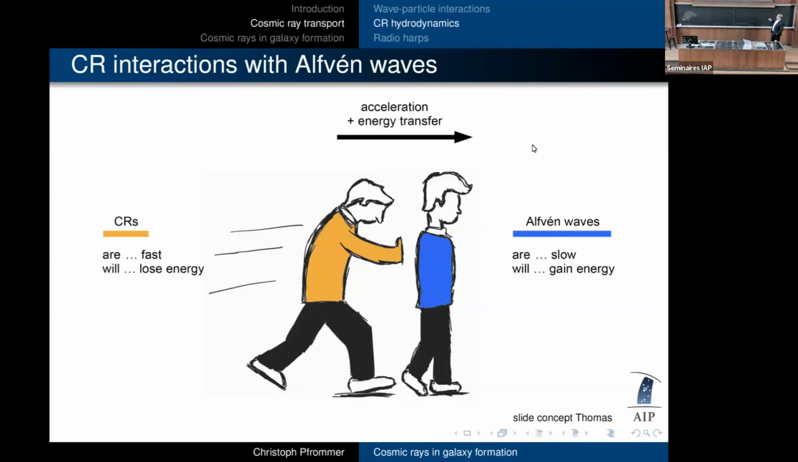So the question is now, if the cosmic rays are fast, they will lose energy to grow alpha waves, which are initially slow, and gain the energy. Okay, that means you slow down cosmic rays by growing alpha waves. Or you're on the other side, the alpha waves are fast, the cosmic rays are slow, so the alpha waves will lose energy by accelerating cosmic rays. And that's what these equations basically compute. They tell you in which regime you are and how fast the cosmic rays push.